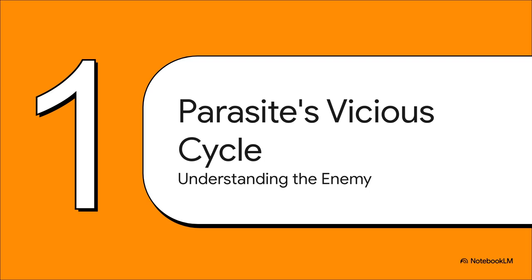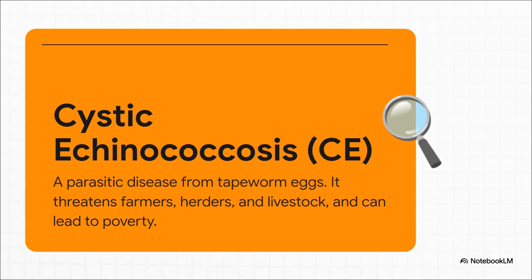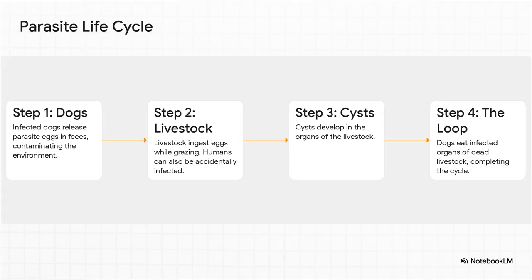Every good story needs a villain, right? Well, the villain of our story is microscopic, but it has an absolutely devastatingly effective strategy for survival. We're talking about a disease called cystic echinococcus, or CE for short. At its core, it's a parasitic disease caused by tapeworm eggs, and it's a huge problem. It doesn't just threaten the health of farmers and their animals, it can actually cripple local economies and lead to real poverty.